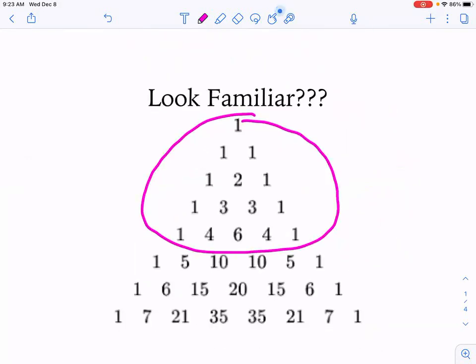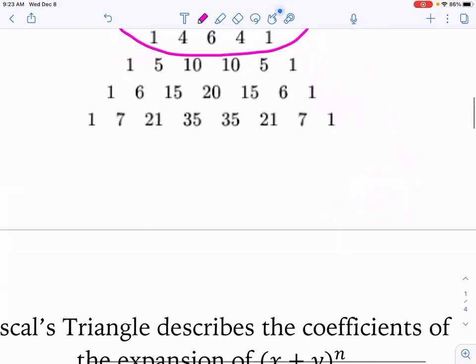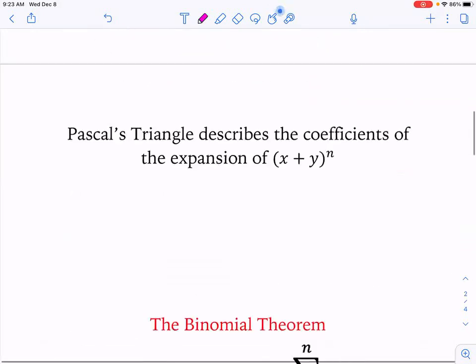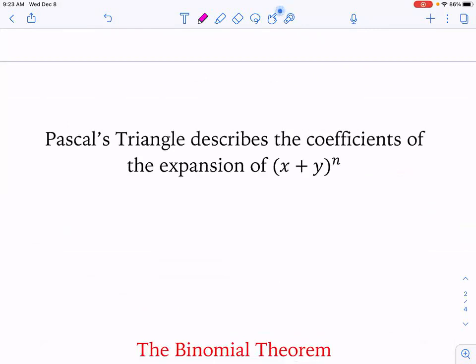They're right there. Okay. Now, you don't have to memorize Pascal's triangle. Okay. I'm going to give you another trick here pretty soon. But Pascal's triangle does describe the coefficients of x plus y to the n. Okay. So we're going to use Pascal's triangle to help us.